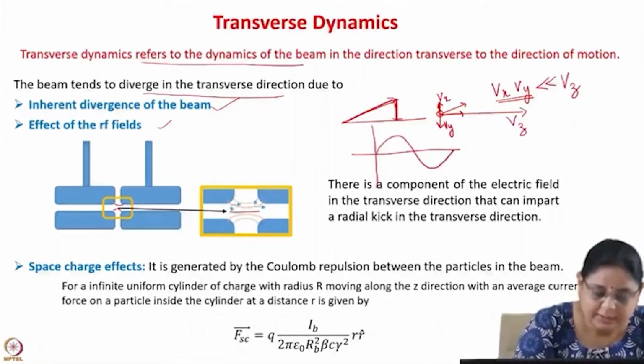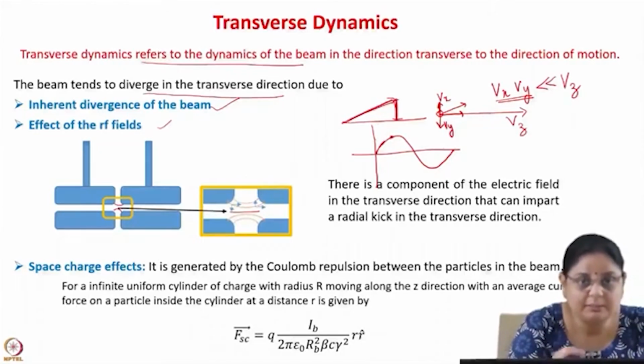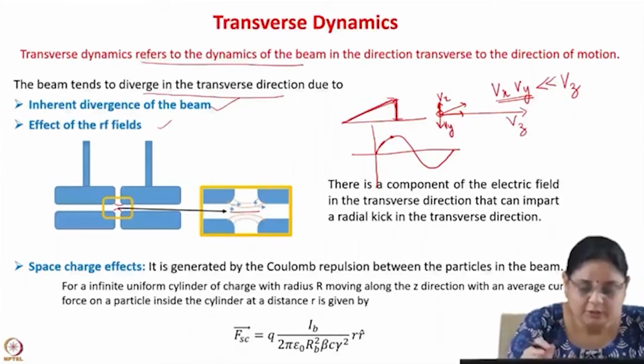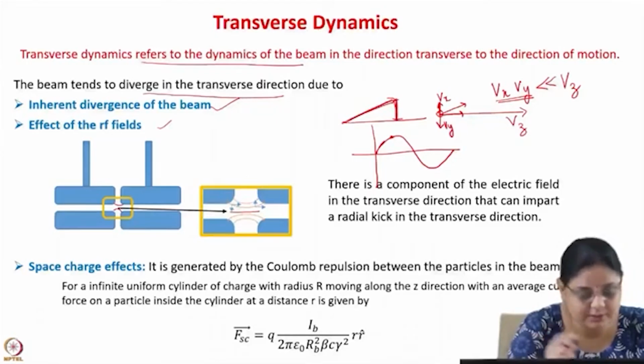When the particle enters the gap and sees this field, which is bringing the particle towards the axis, the field is smaller. And when it sees this field, where the radial field is taking it away from the axis, the field is larger. So the net effect could be that the beam is defocused. Because of the RF fields also, the beam gets defocused in the transverse direction.